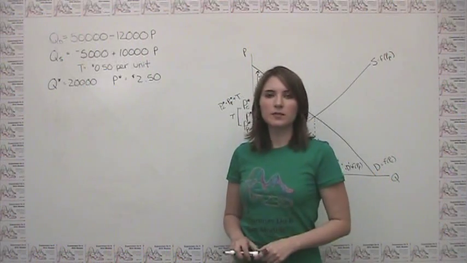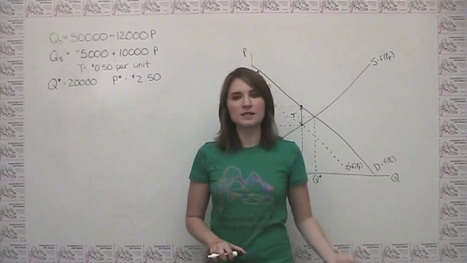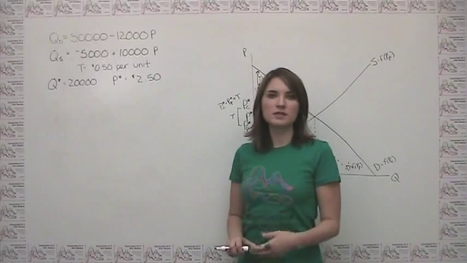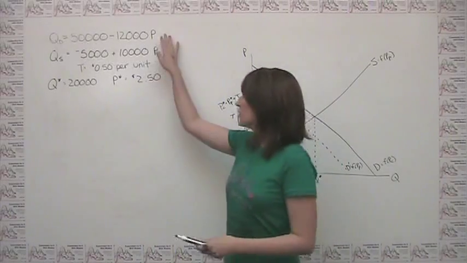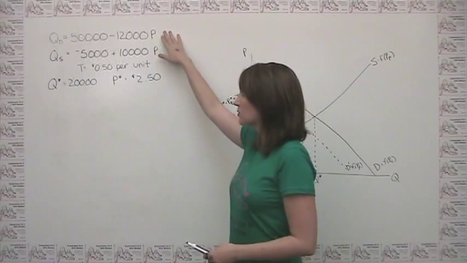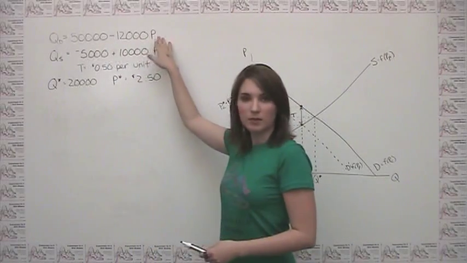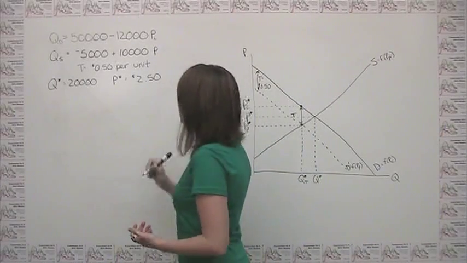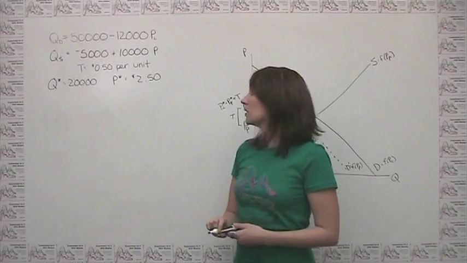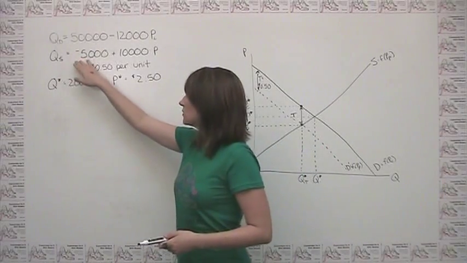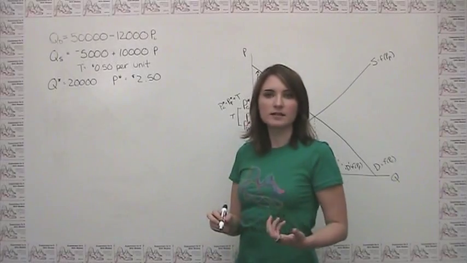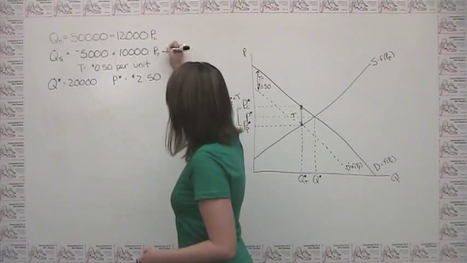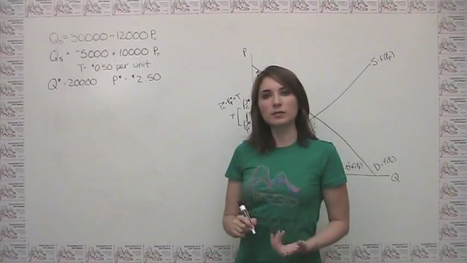In order to properly compare the tax on producers and the tax on consumers, we're going to use the same demand and supply curves that we used in the previous example. So you notice here that we have a demand curve equal to 50,000 minus 12,000 P, where, technically speaking, this is in terms of the demand price, or the price to the consumer. And we have a supply curve equal to negative 5,000 plus 10,000 P, where, technically speaking, P is the supply price, or the price that the producer gets to keep.